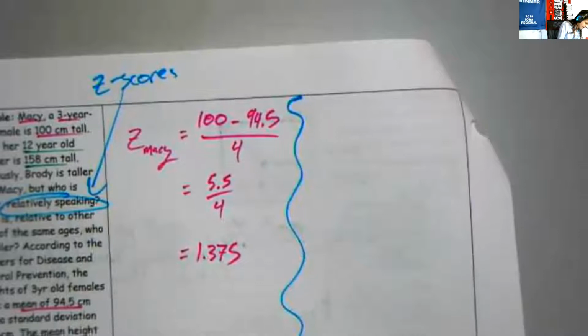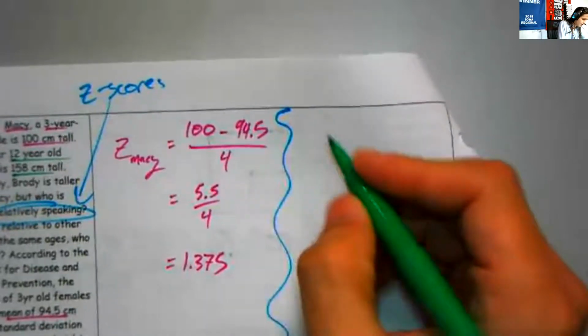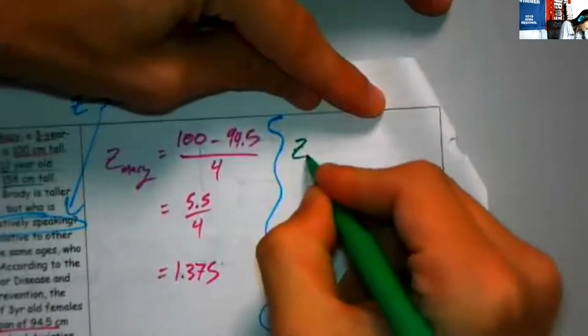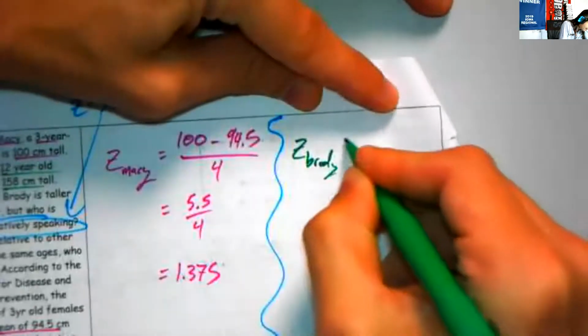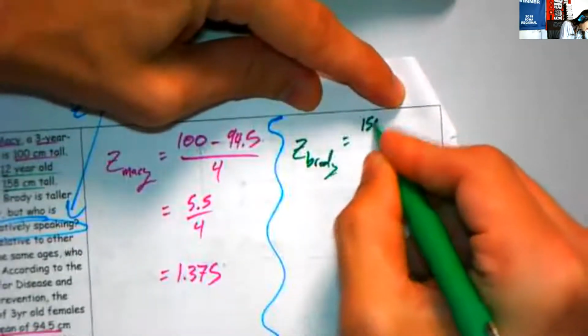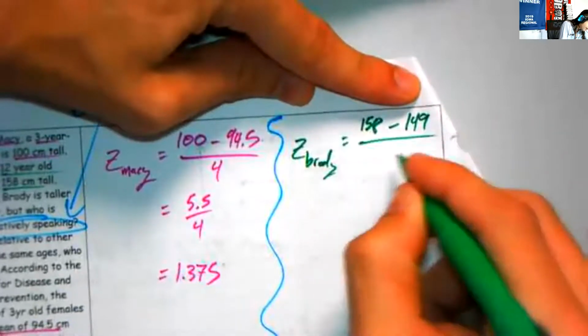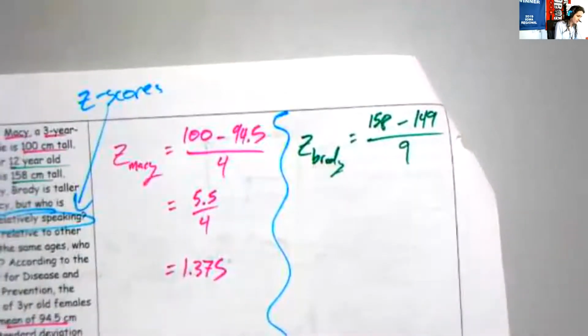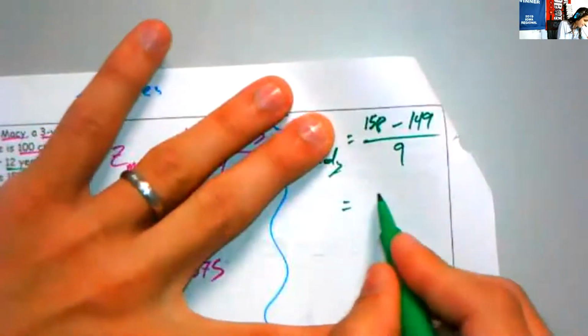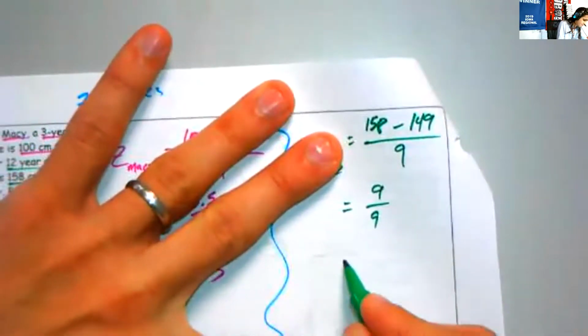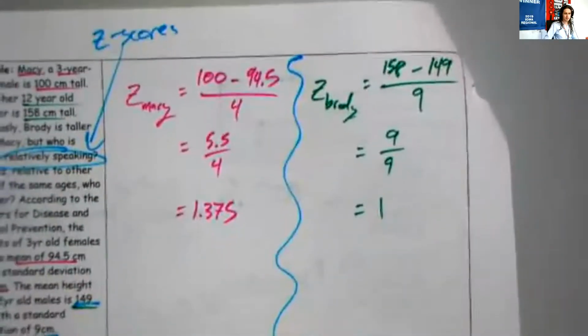All right, and now we go ahead and do it for Brody. Z for Brody: he's 158 centimeters tall, mean height of 149, standard deviation of 9. What do we get for Brody? 9 over 9 equals 1. So what does this mean?